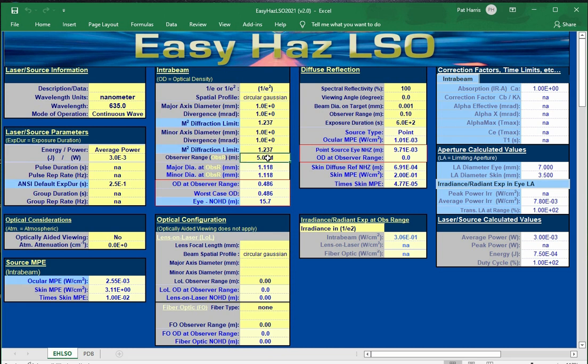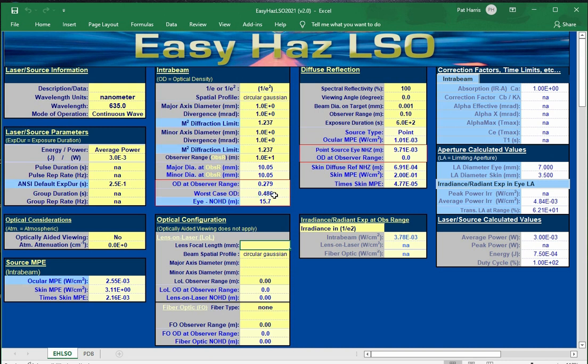Let's put the observer out at 10 meters. Okay, you'll see the beam diameter has grown to 10 millimeters. So the OD has dropped to roughly 0.28. What that's saying is that for this beam diameter, you can't get all the power through the 7 millimeter aperture, even though for worst case, we're still assuming that's the case. You're getting all the power through it.